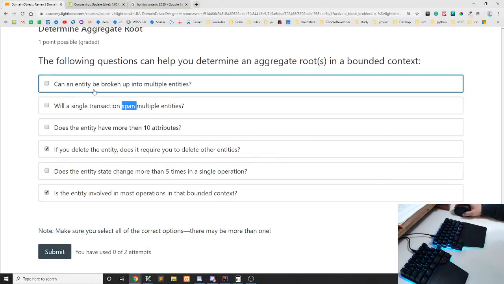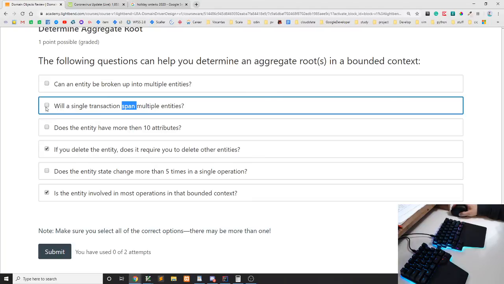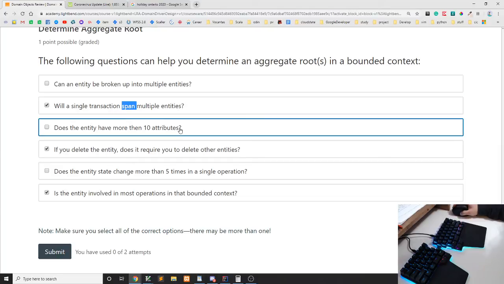Can an entity be broken up into multiple entities? In this one it is a little bit arguable, but even though there is one aggregate root, if you don't have any entity, then it cannot be broken. But still, that's the attribute of the aggregate root, so that's not the right question. I have rethought it. Will a single transaction span multiple entities?